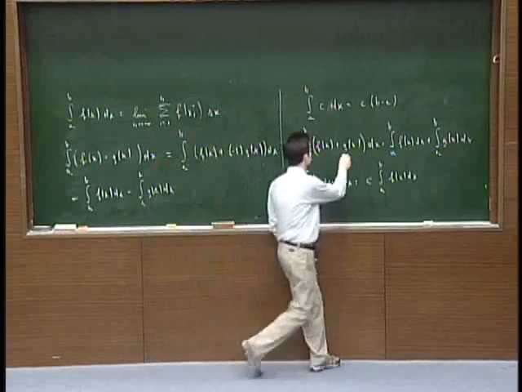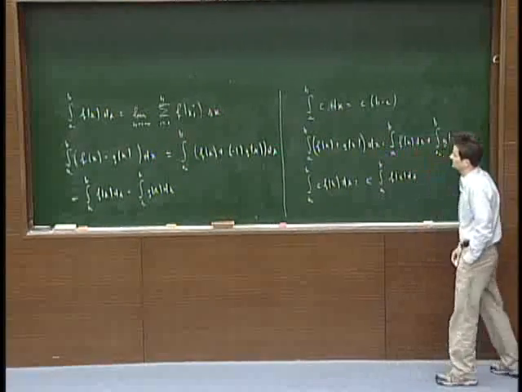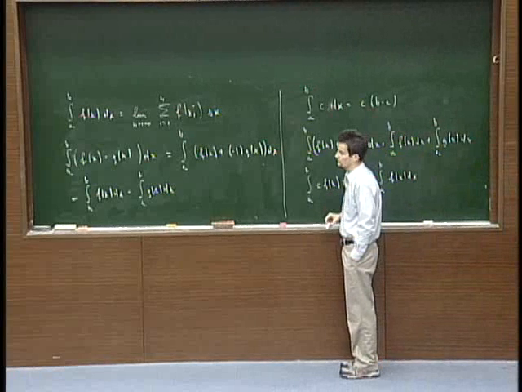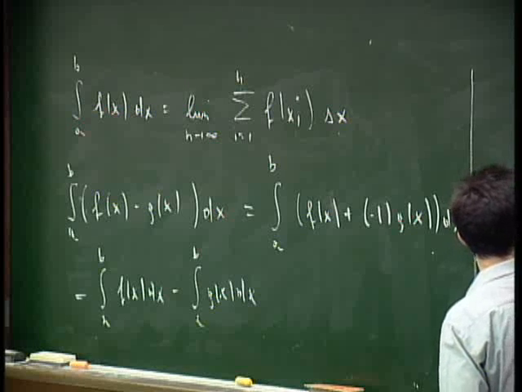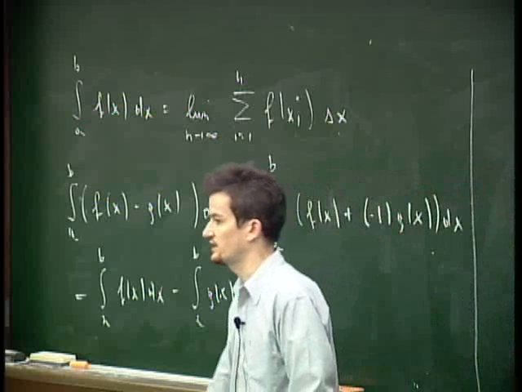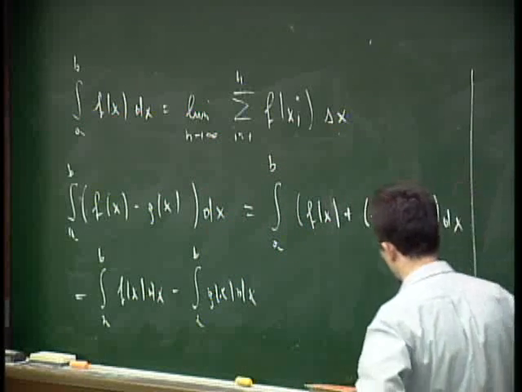Of course, for rules like this, you can easily get a heuristic proof in the case where f of x and g of x are both non-negative and a is smaller or equal than b, by looking at the area interpretation, and all those rules here, of course, make perfect sense.